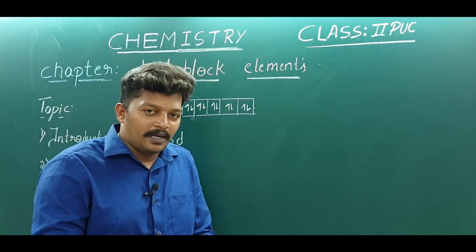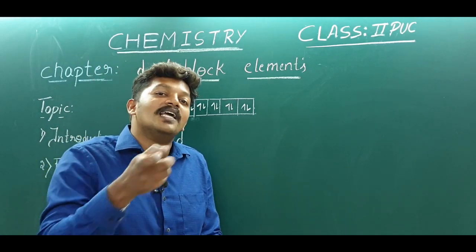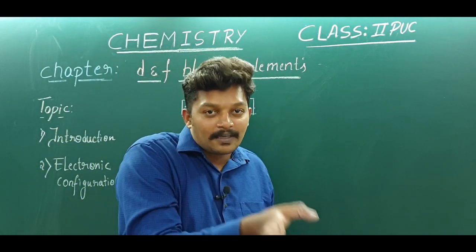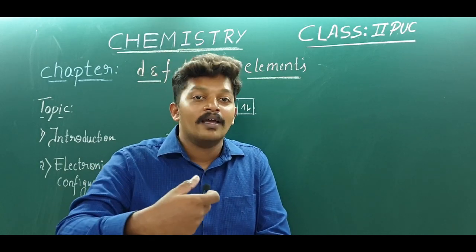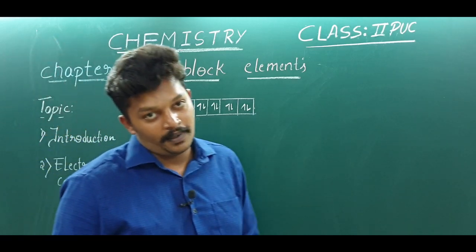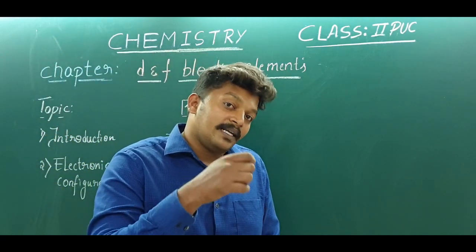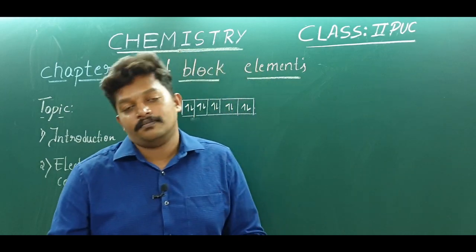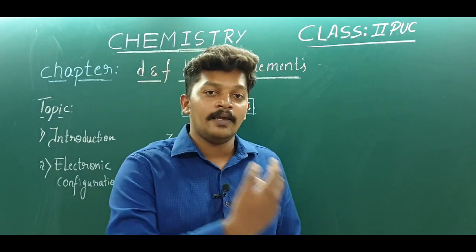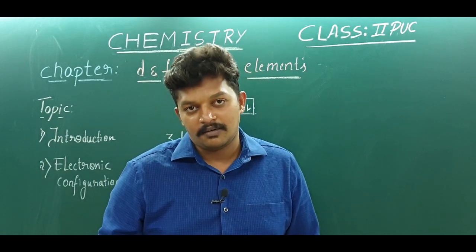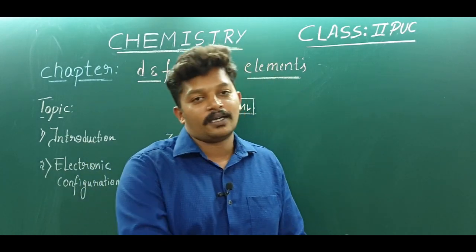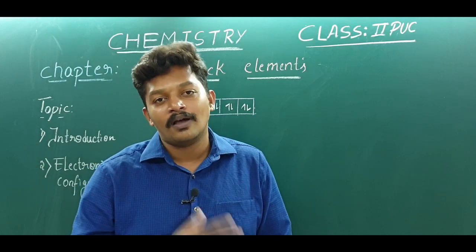D block elements have a partially filled D subshell, in the ground state or in any one of the oxidation states. But in this case there is an exception for zinc. Zinc is completely filled in the ground state as well as in all oxidation states. It has only the +2 oxidation state, which is also filled. That is the exception, even though we consider zinc a D block element.